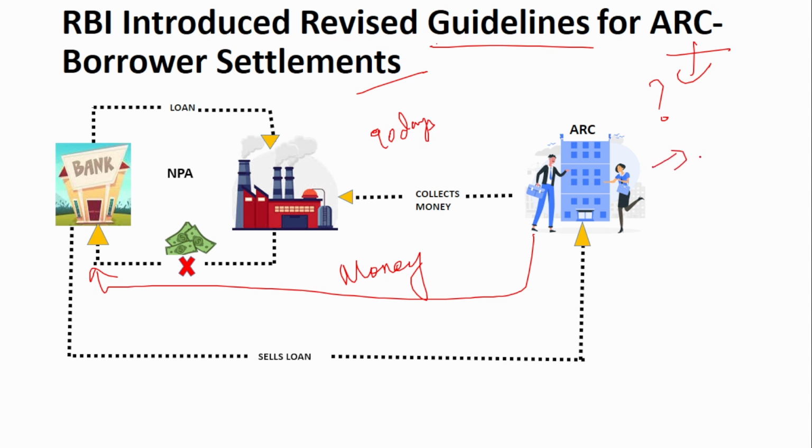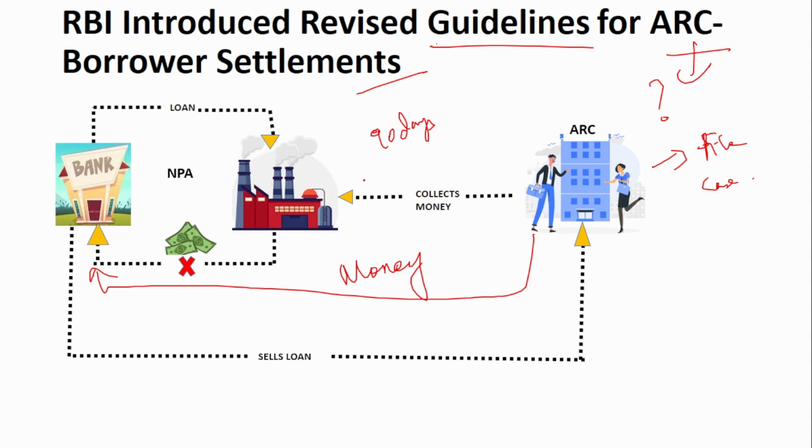It collects money through various methods, like filing a case, and in most cases the loans will be attached to some assets. So, it will try to liquidate those assets, or it will try to find out if the business is running properly, then why can't we take over the business and run it. So, various measures are there. This asset reconstruction company will take these measures in order to recover the money from the borrower.